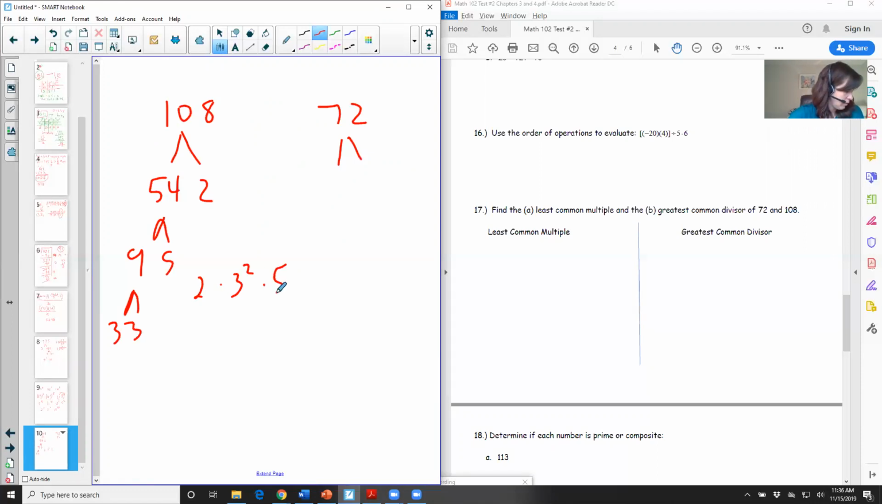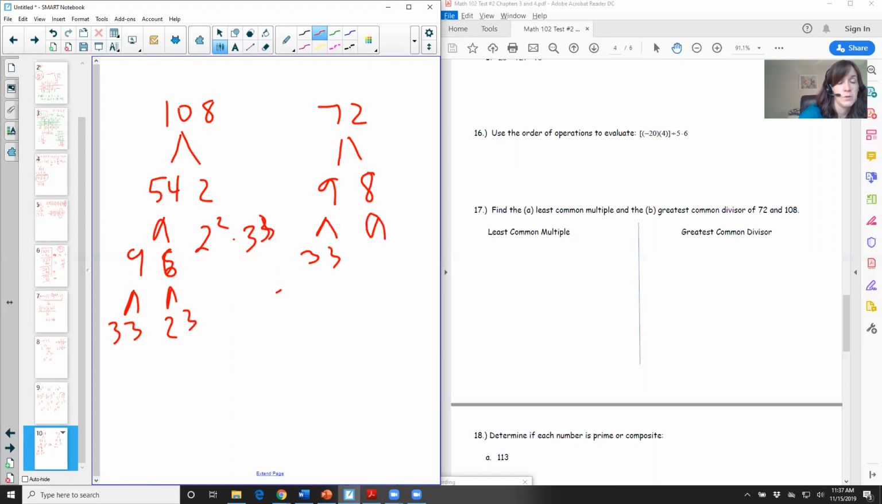Okay, great. Oh, 9 and 6. My brain was like, wait, that's not right. 9 and 6, 2 and 3. Couldn't figure out why there was a 5 there. So I have 2 squared times 3 cubed. For 72, it would be what, 9 and 8, so 3 and 3, and 2 and 4, so 2 and 2. That would be 2 cubed times 3 squared.